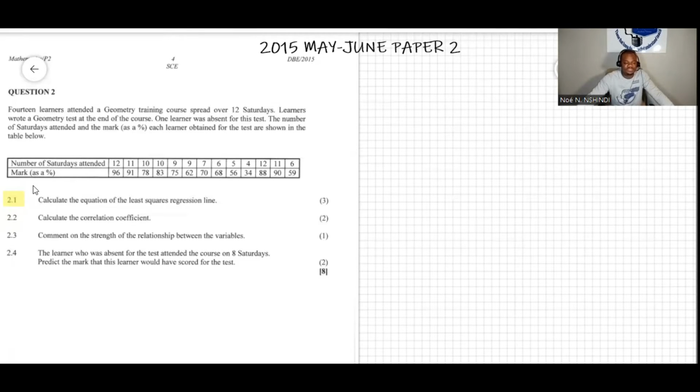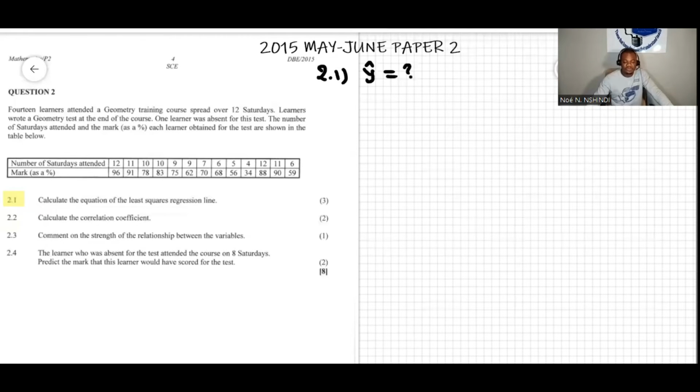Now question 2.1 says calculate the equation of the least square regression line, which is the equation of the line of best fit. Okay, and now to do that, we're going to write here question 2.1. We want the equation of the line of regression, y with the caret on top of the y.